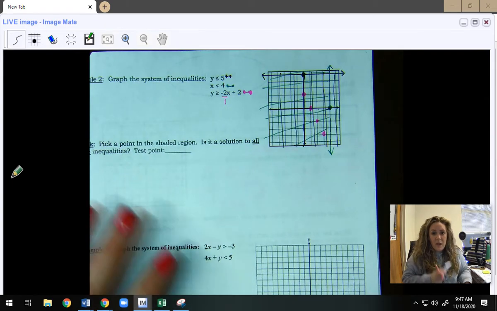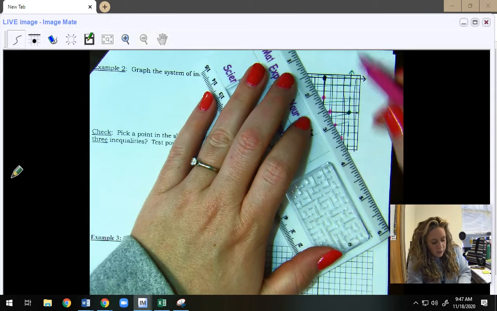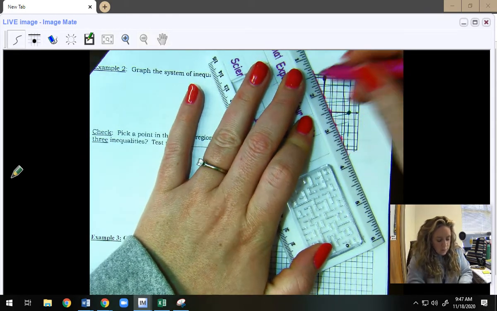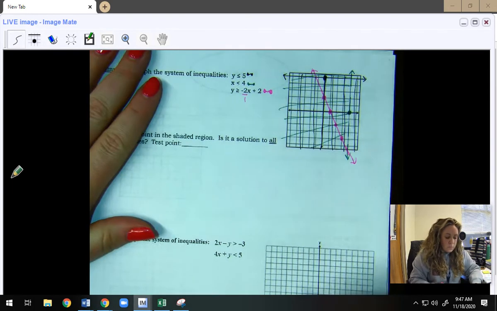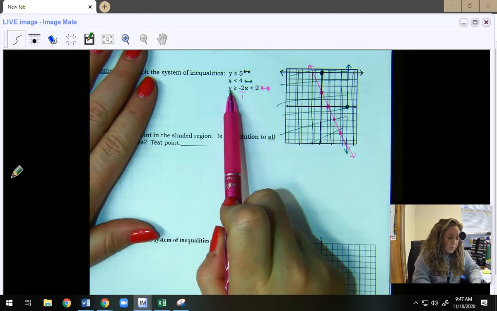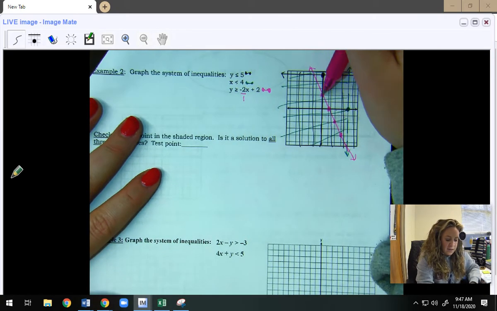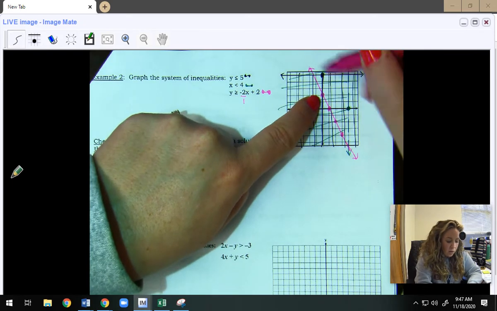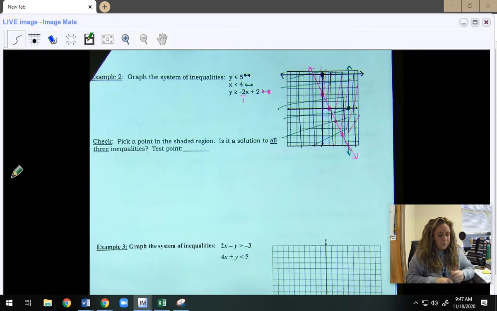Now I have to decide what type of line. Solid line here, solid line here. Okay. Now, I'm not done. I have to shade. So this says y is greater than or equal to, okay? Travel down my y-axis. Here I am, y-intercept. What y values are greater than this one? Oh, well, all the y values up here. So anywhere above this line.